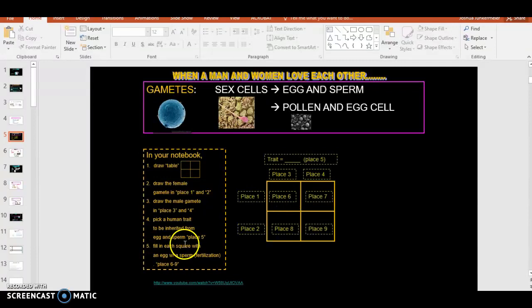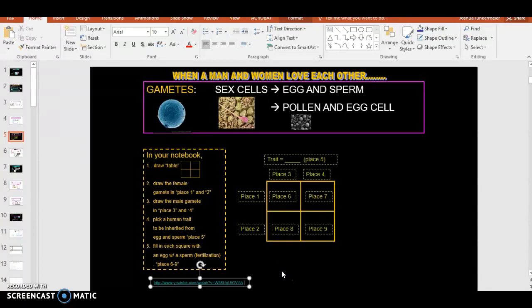Number 5, it says fill in each square with an egg and with a sperm, place in 6 through 9. So place 6, 7, 8, and 9. All you have to do is inside each square where it says 6, 7, 8, and 9, you draw an egg with a sperm. So draw them fertilizing each other. So the sperm and egg get together inside the boxes, okay? And then you're done. There's a YouTube video link here. And if you want to watch it, just remind me, and I'll get you there, okay? Because I know right now in the videos you can't click on it.